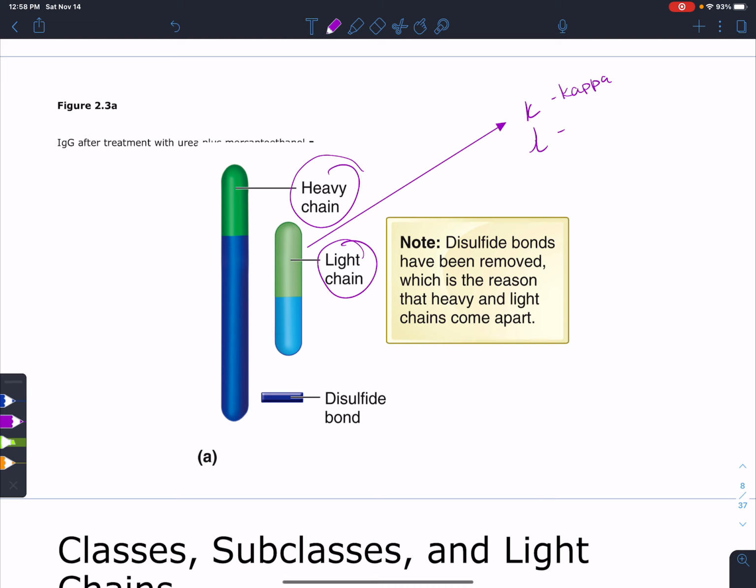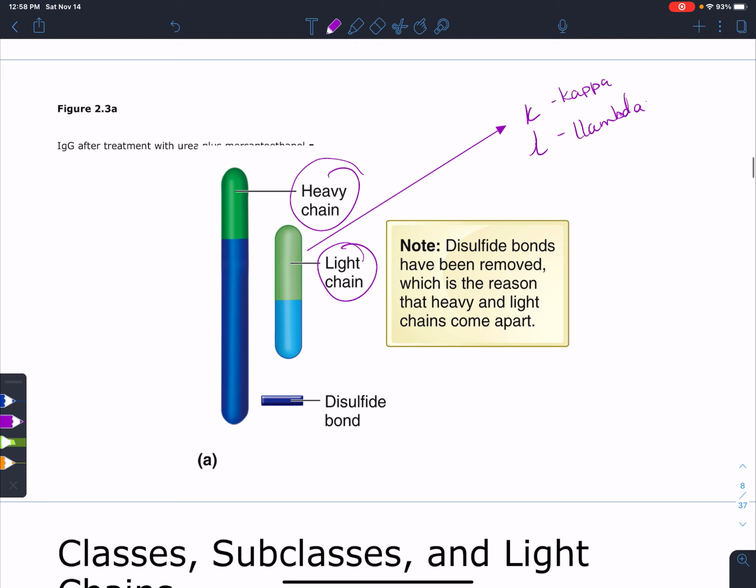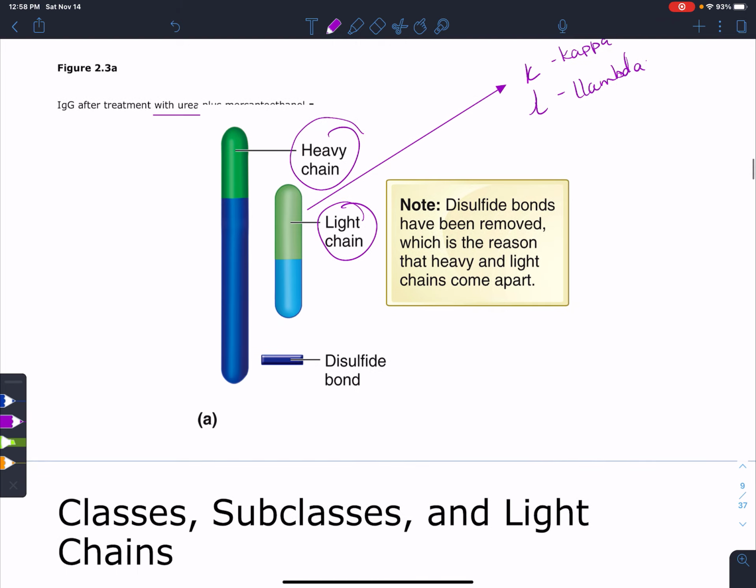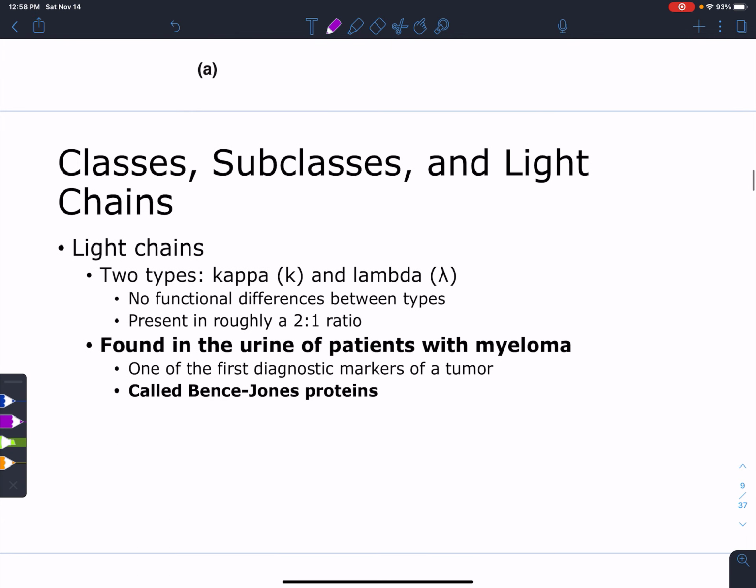Kappa and lambda. We don't really work a whole lot with distinguishing between those, but just be aware they are slightly different. Okay. And this one shows that this is after treatment with urea. It's been broken down into those chains. Okay. Heavy and light.